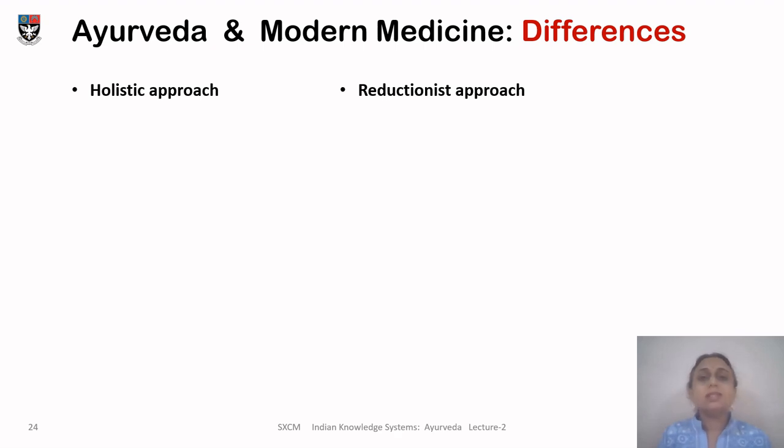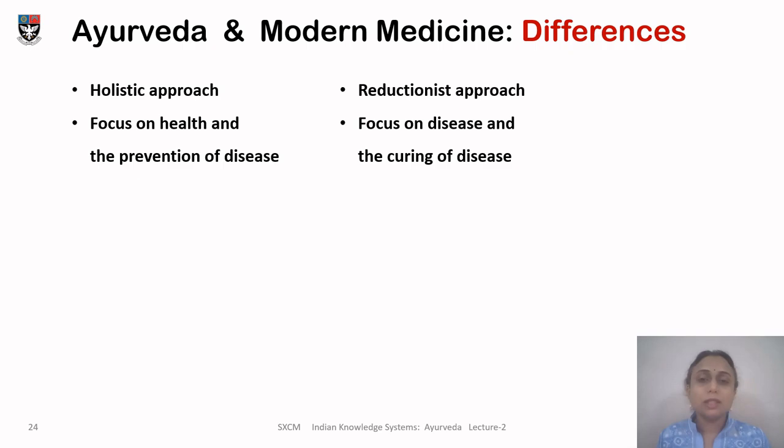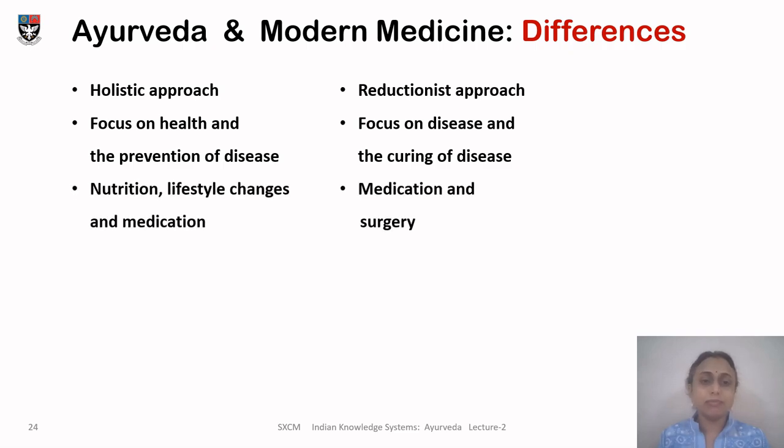Here are a few differences in the approaches between Ayurveda and modern medicine. One is holistic, one is reductionist, as we already saw. Ayurveda focuses on promoting health and preventing disease, whereas the focus of modern medicine is the disease itself and to cure the disease. Ayurveda promotes health and prevents disease by incorporating certain lifestyle and nutrition changes, supplemented with medication and treatment strategies. Whereas modern medicine focuses more on the medicinal aspects and surgery to cure diseases.